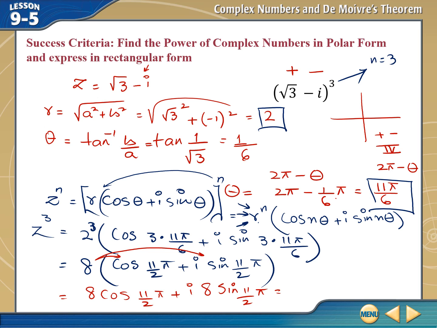So you will get here minus I. The reason is that 8 cos 11 by 2 pi will give you 0, and 8 sine 11 by 2 pi gives you negative 1. So you will get negative I as the final answer.